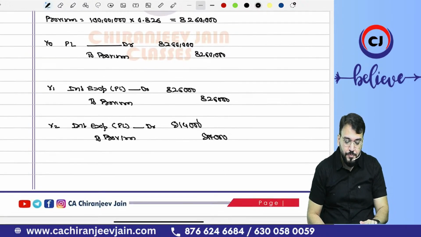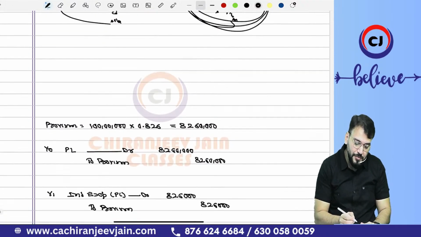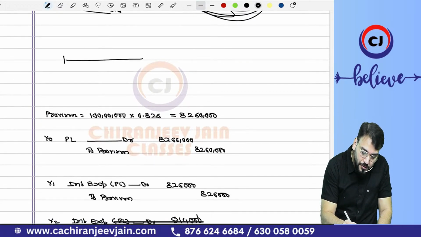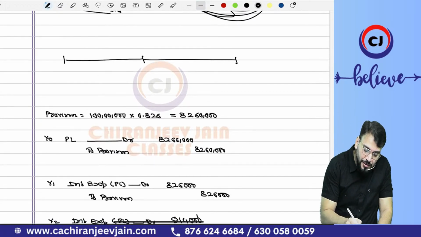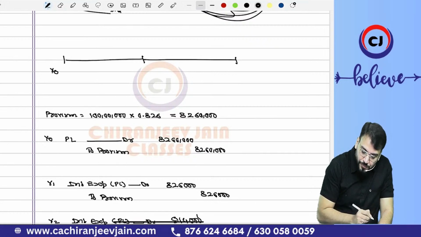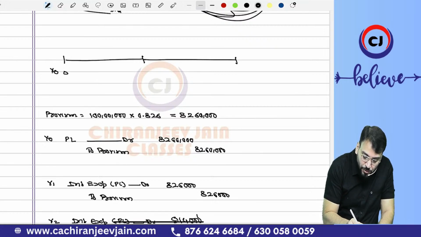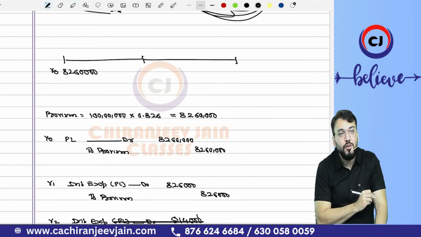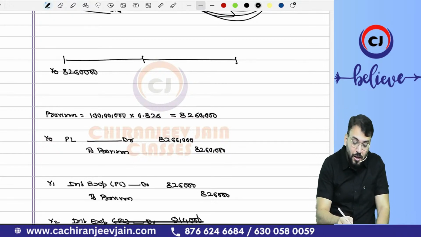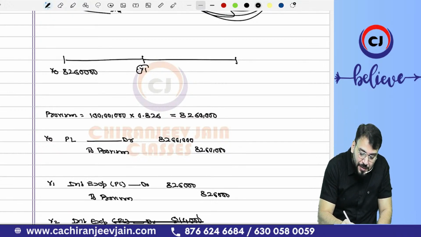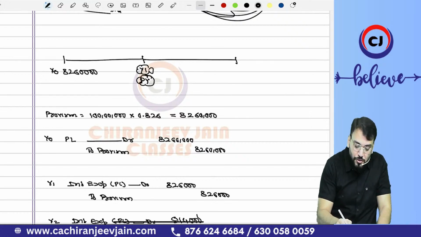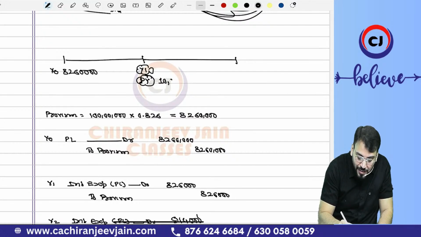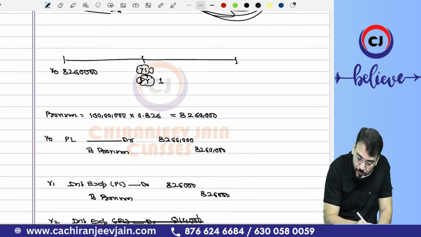Correct. Now, if you see the answer, in the answer what they have done, this is Y0. So this is 82 lakh 60,000, the present value for 2 years. Now, at this point, they have calculated the present value of 10 crore for 1 year. That also you can do. So that will be 1 crore.